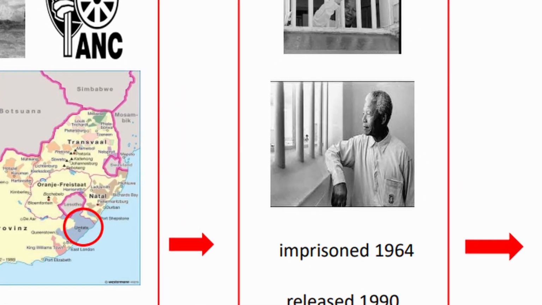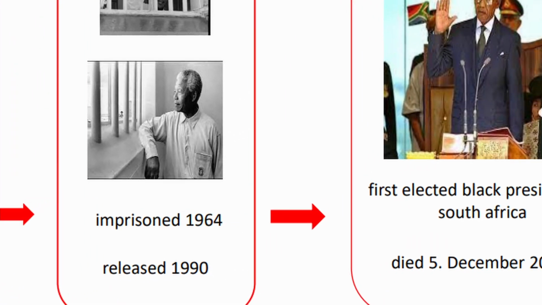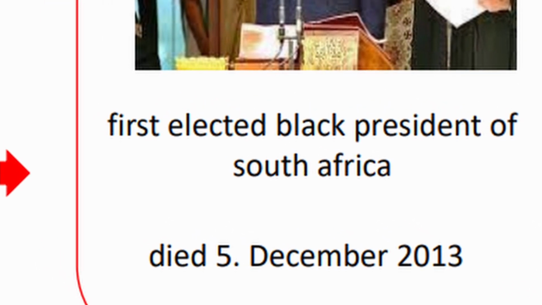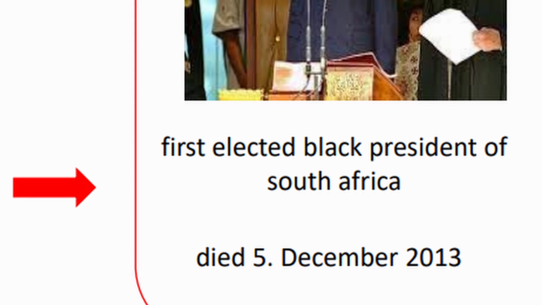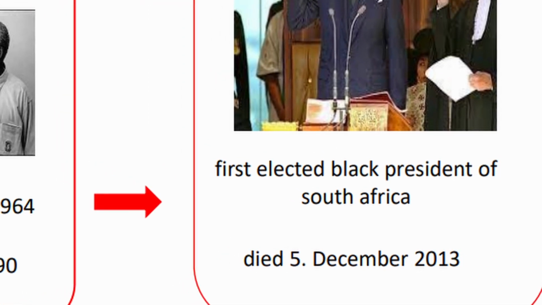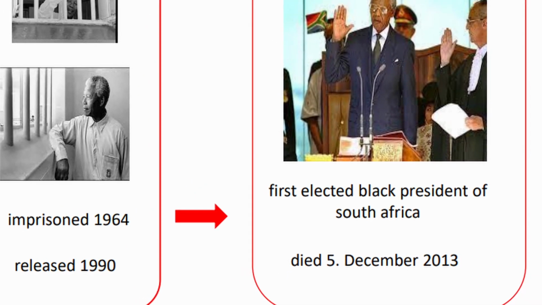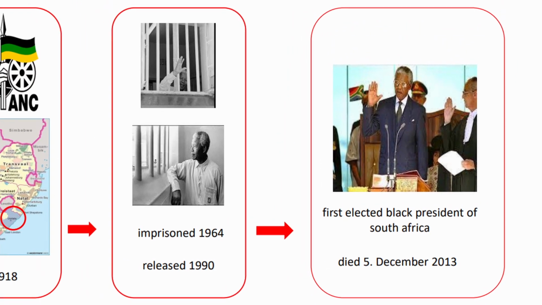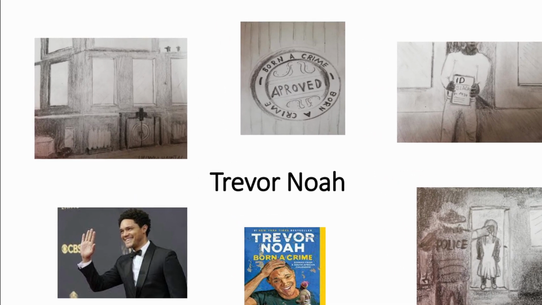In 1964, he got imprisoned for life because of terror and communist activities. He got released from prison after 24 years on the 11th February 1990. He was elected as the first black president of South Africa after apartheid in the year 1994. He died on the 5th December 2013 in Houghton, Johannesburg, but he remains in our memories for his actions against apartheid.